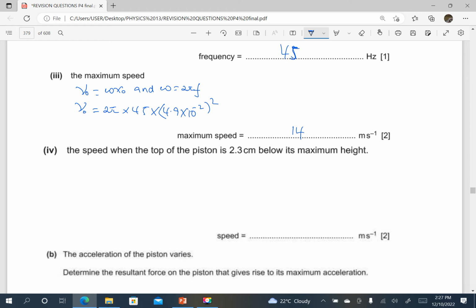Then the speed when the top of the piston is 2.3 centimeters below its maximum height. If this is the maximum height, this is the equilibrium position, and this is the bottom, the minimum height. So it is 2.3 below maximum height. That means the value of x, remember x is measured from equilibrium where this is 0. The value of x at maximum is 4.9 from equilibrium. So we shall have 4.9 minus 2.3, which gives us 2.6 as x. So we want to find the speed at the top, when it is 2.3 centimeters below its maximum height.